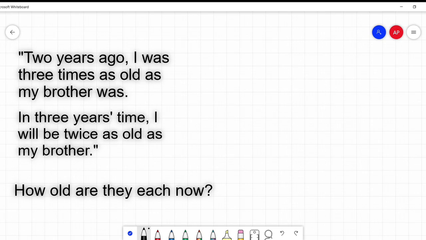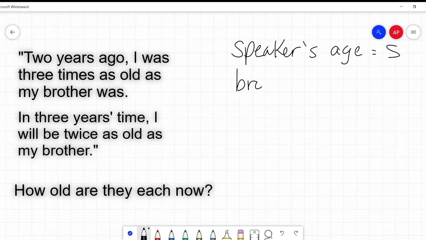Some people like to solve these kinds of problems through trial and error, just picking some numbers and narrowing the results. You can actually solve this with algebra pretty simply too. First, let's assign some variables to these two different people. So we have the speaker's age, which I'm going to represent with an S for the speaker. And then this person's brother's age, and I'm going to call that B. So the speaker is S, the brother is B.